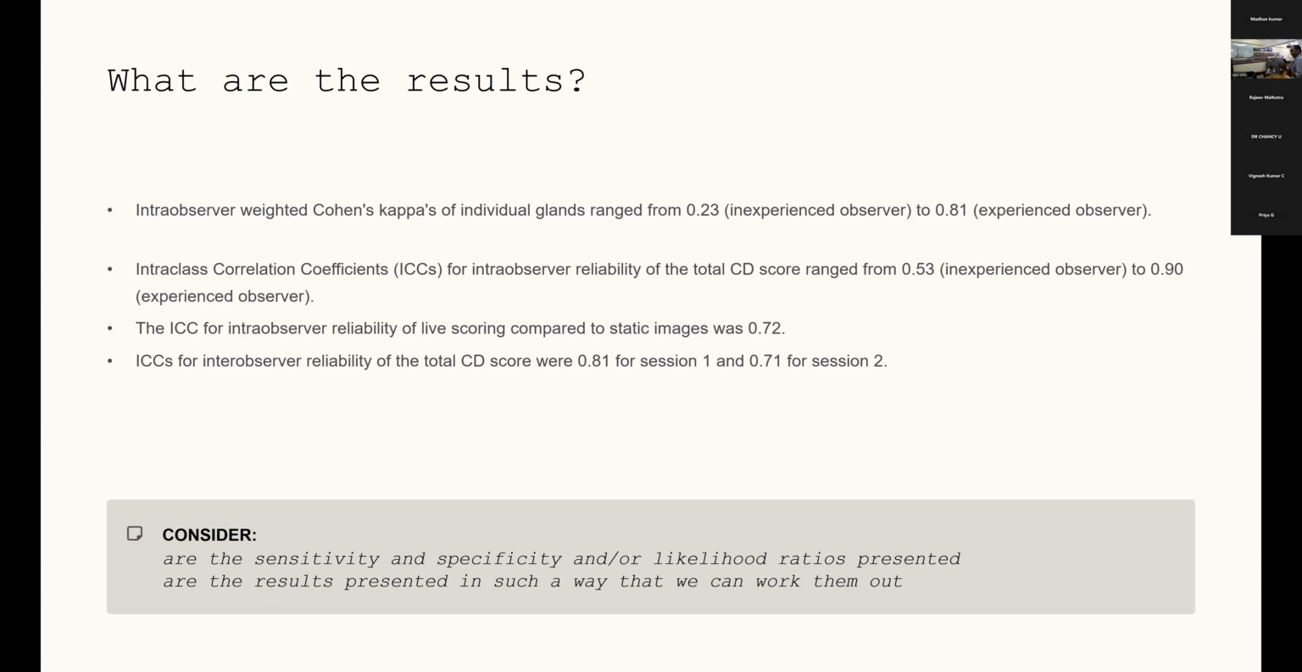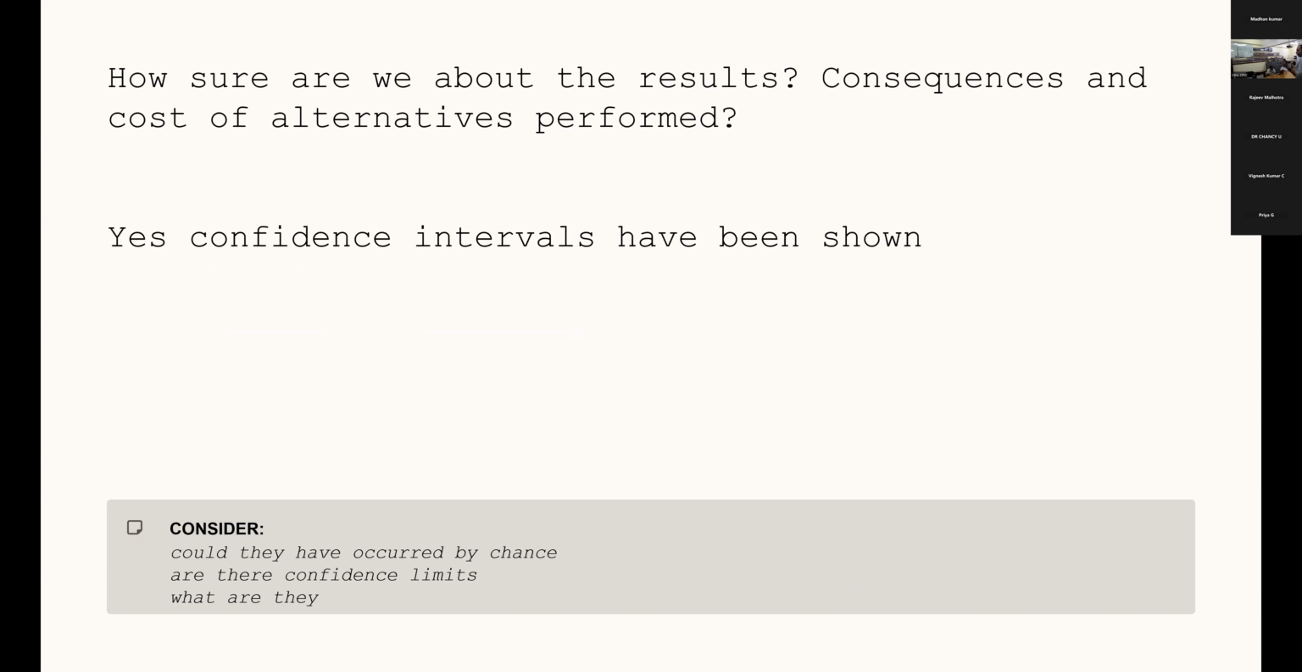Similarly, you go to the static and live images. We'll go through this in detail. How do we interpret? How sure are we about the results? They've also described the confidence intervals of these results.